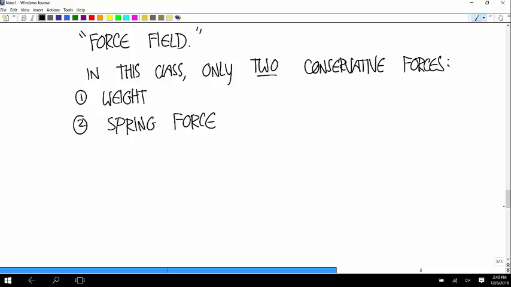Any questions about that? This is kind of philosophical stuff. If you just want a practical answer for how you know a friction force isn't conservative, you can just look at the list that says, yep, it's not weight and it's not spring, so there you go. But this is just trying to explain how this works.